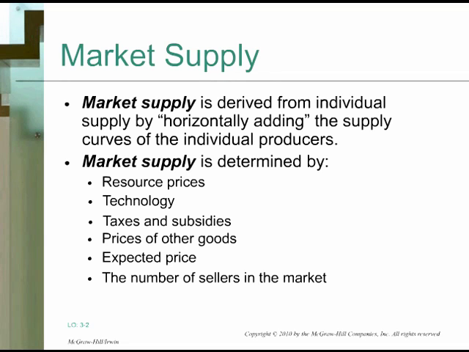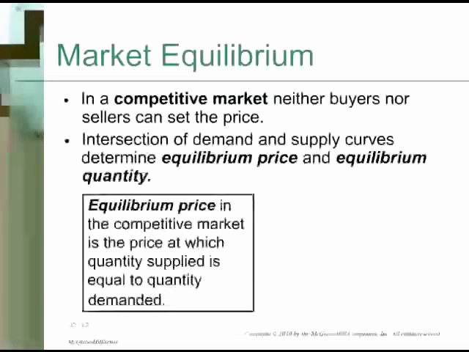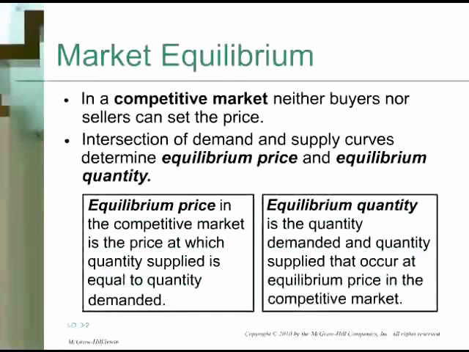Market supply is determined by resource prices, technology, taxes and subsidies, prices of other goods, expected price, and the number of sellers in the market. Demand and supply give us market equilibrium. In a competitive market, neither buyers nor sellers can set the price. Intersection of demand and supply curves determines equilibrium price and equilibrium quantity.